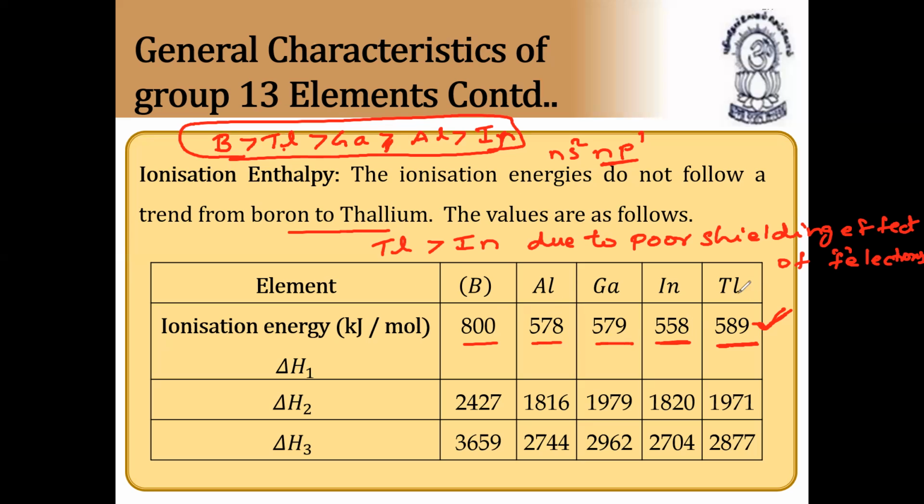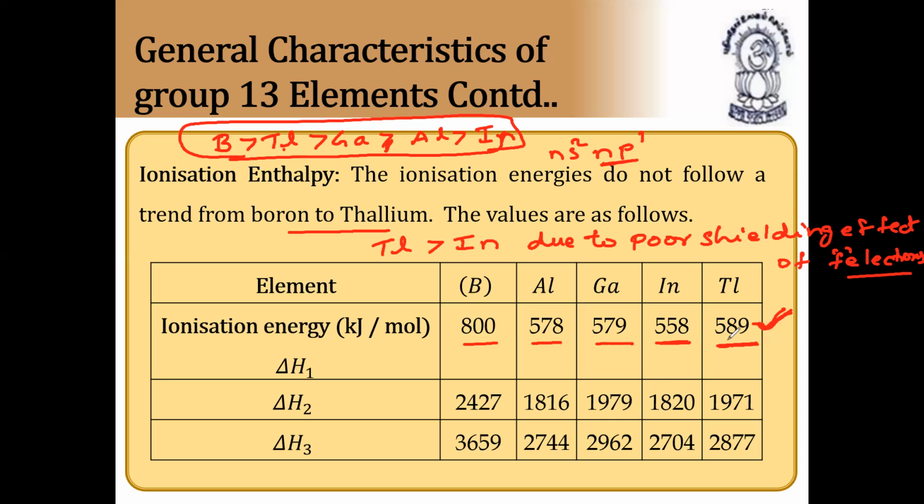As we go down the group, the ionization energy should decrease. But why is it happening in thallium? Due to the poor shielding effect of f electrons. Thallium has an unusually higher ionization energy due to the poor shielding effect of f electrons. As f electrons do not shield properly in thallium, the outer electrons come closer towards the nucleus.